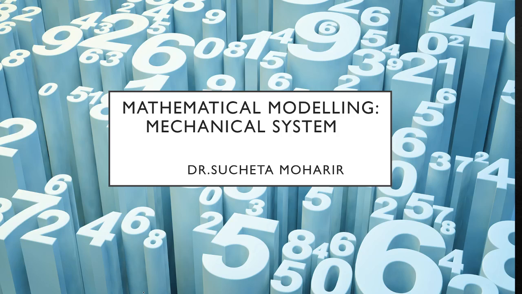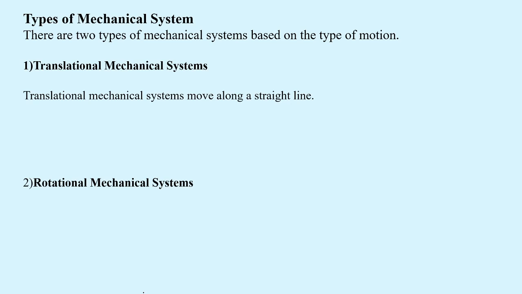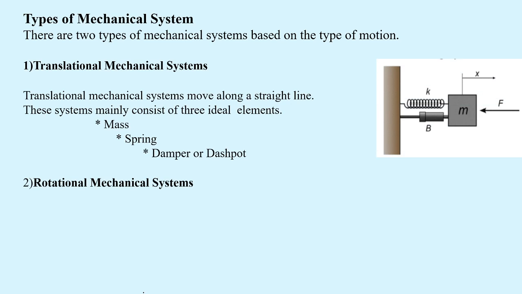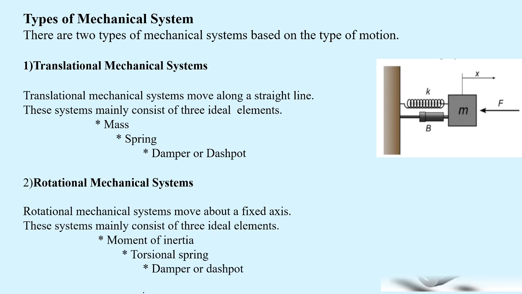Welcome you all in the video lecture on the topic Mathematical Modeling of Mechanical System. Mechanical system is mainly divided into two parts: translational mechanical system and rotational mechanical system. The translational mechanical system moves along a straight line and it has three ideal elements: mass, spring, damper, which are given in the diagram. Then the rotational mechanical system moves along a fixed axis. It consists of three ideal elements. First is moment of inertia, second is torsional spring, and third one is damper or dashpot.